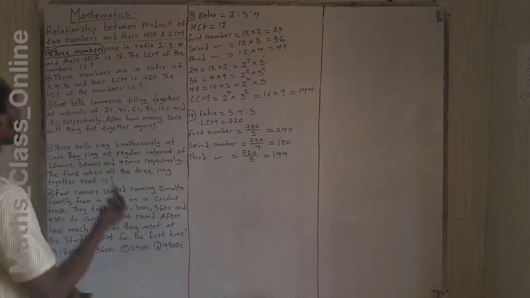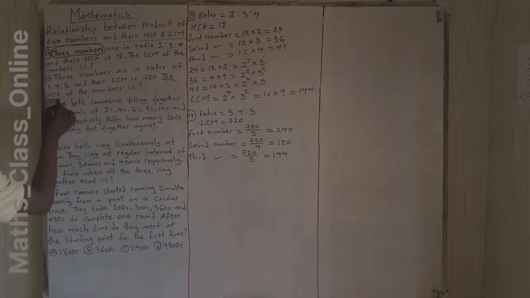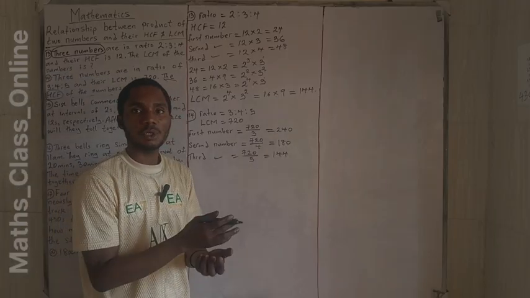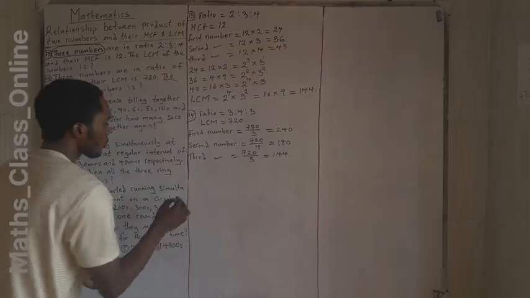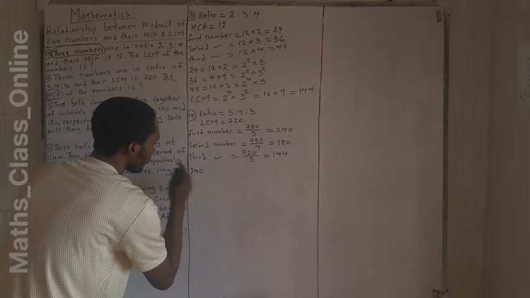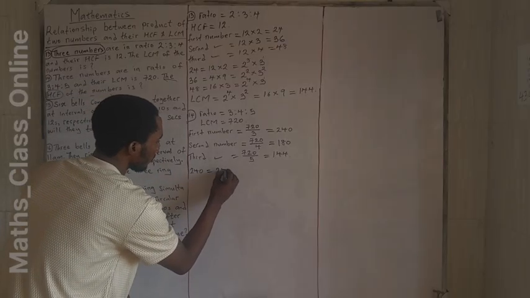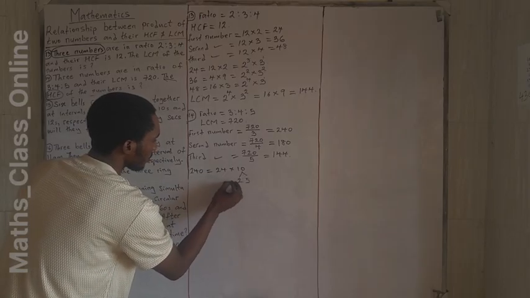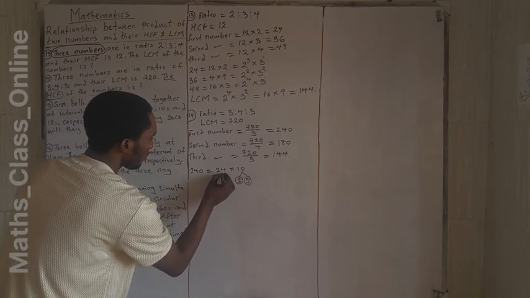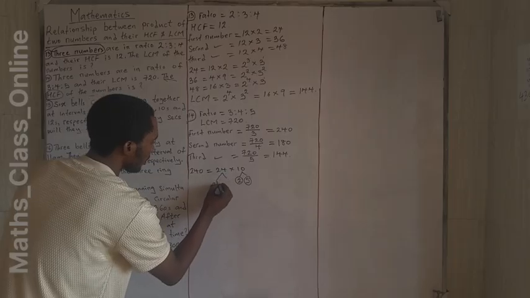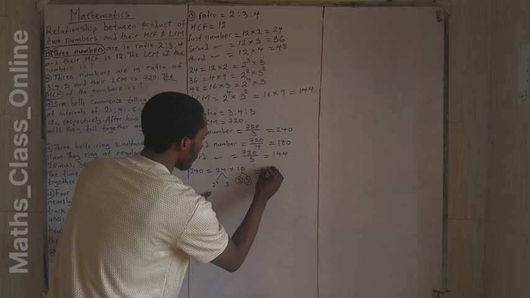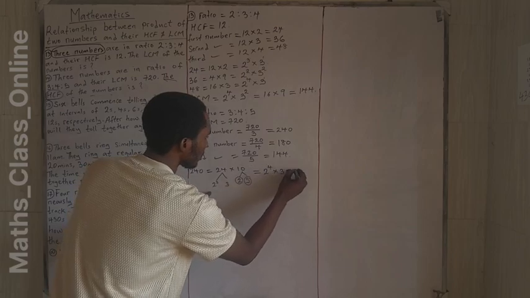What's next? The HCF of the numbers is what? We are going to write 144, 180, 240 as the product of their primes. Starting from 240, this equals 24 times 10, which is 2 times 5. And 24 is 2 raised to the power of 3 times 3. So we have this to be 2 raised to the power of 4 times 3 times 5.